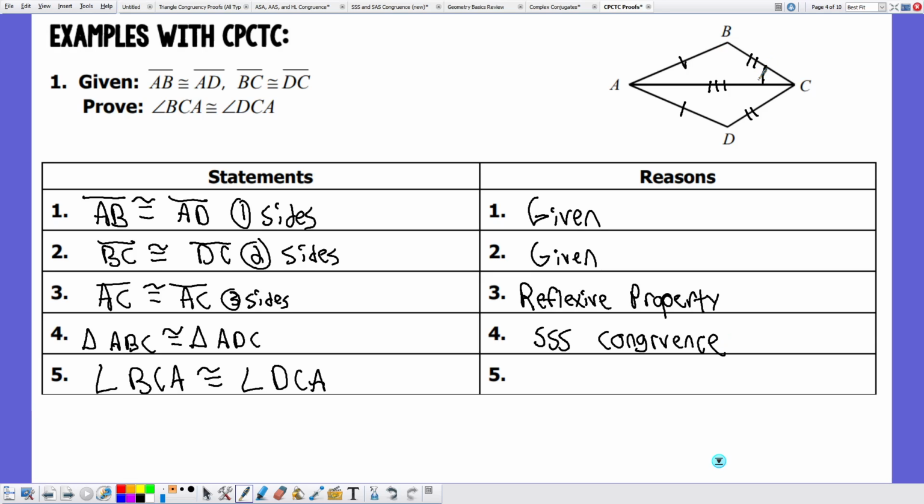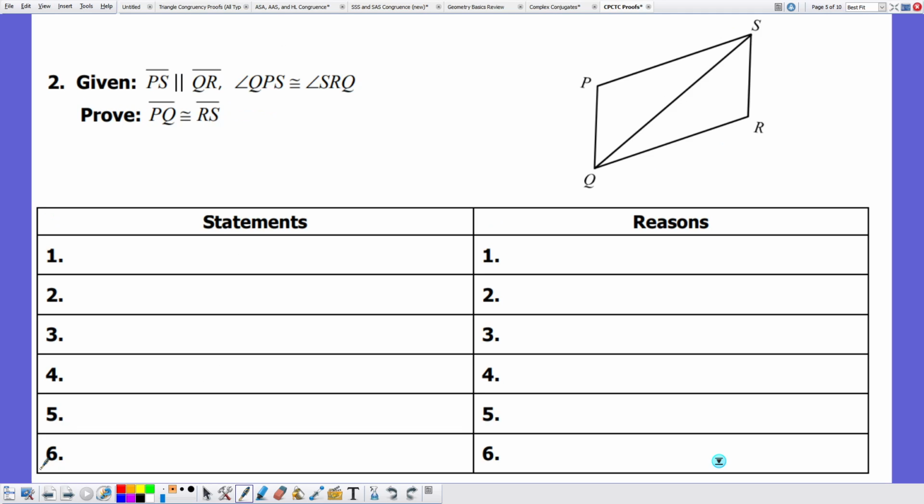BCA is this one, and DCA is this one. And they certainly correspond with each other. BCA, DCA, it's the second, third, first letter in our statement. So they are certainly corresponding angles, and since we know the triangles are congruent, the corresponding angles are congruent. So my reasoning here is going to be CPCTC. The corresponding parts are congruent. Now if this is a little weird, let's take a look at another one.